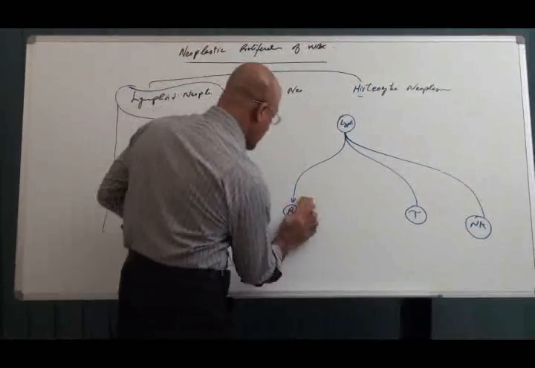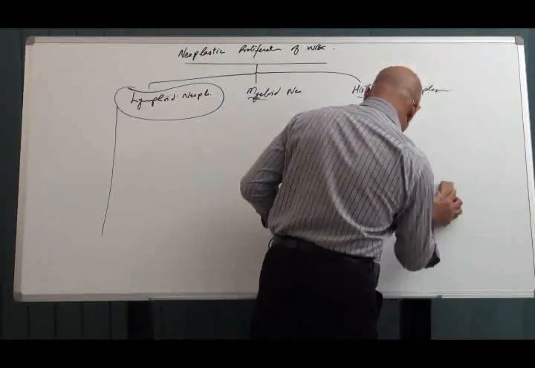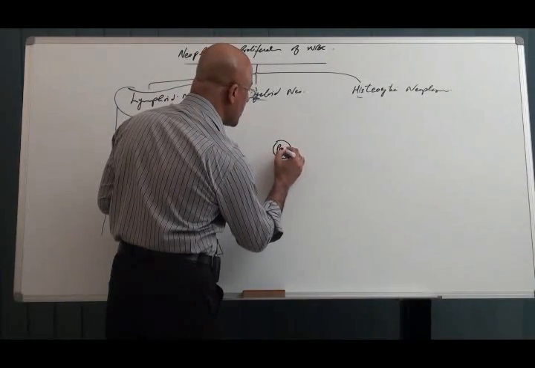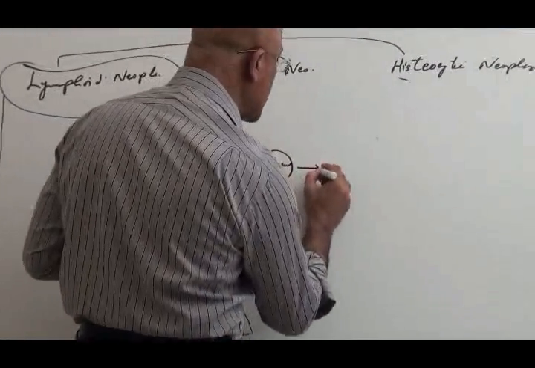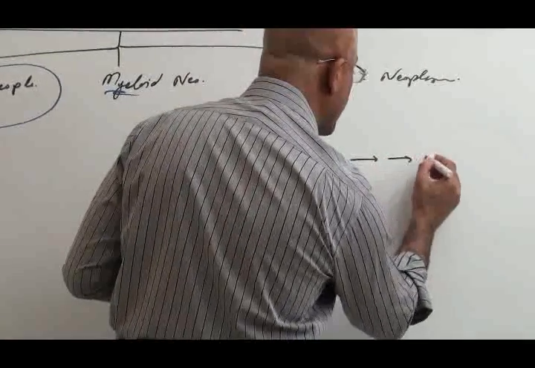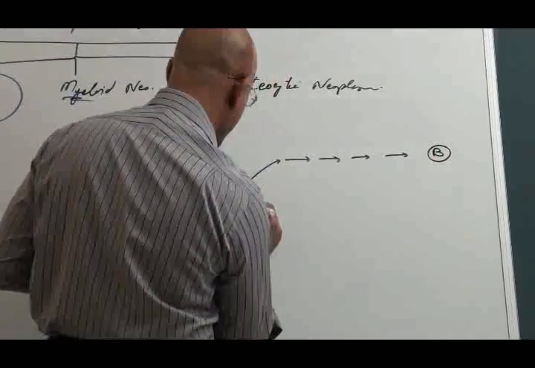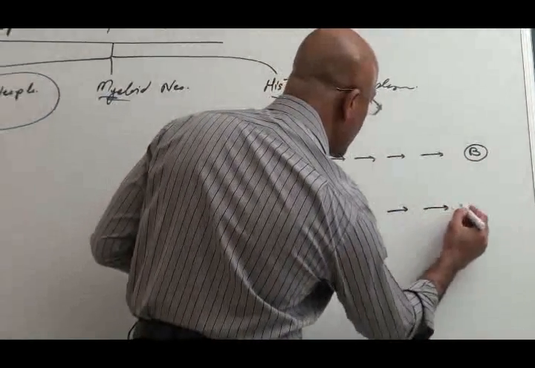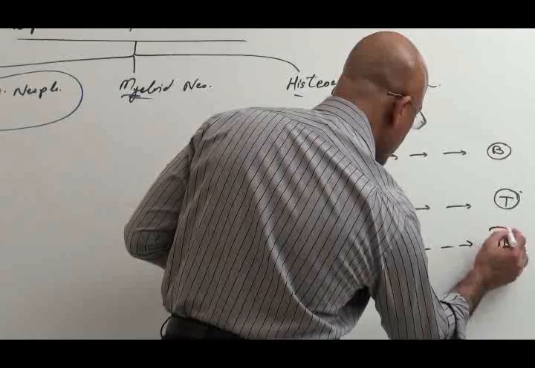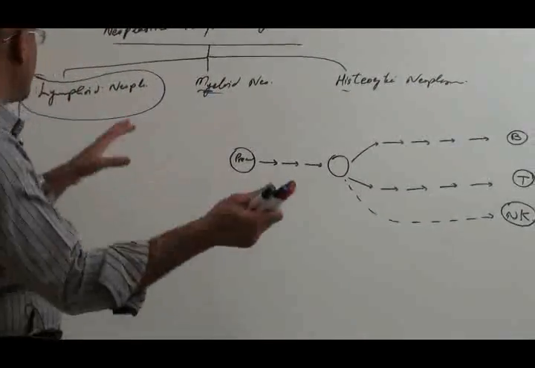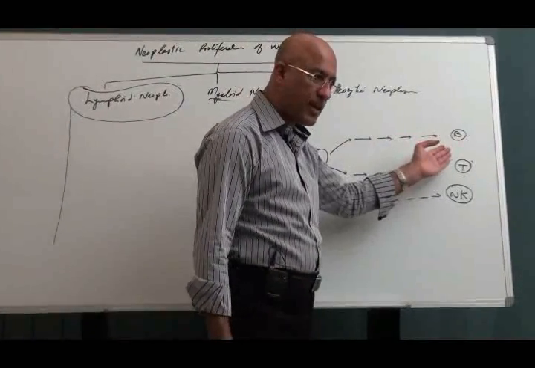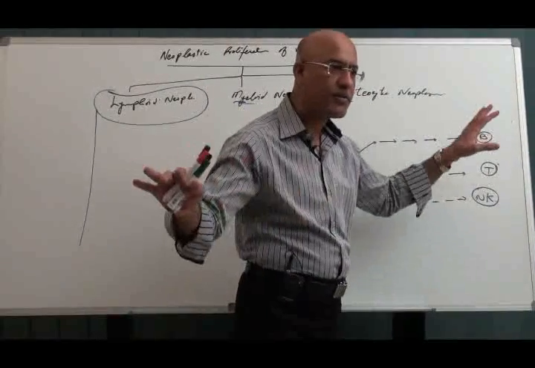Now here I would like to mention another concept. This is the precursor cell. It will undergo multiple steps of differentiation. Then it will eventually differentiate into mainly two lines, and it may become a mature B cell, or a mature T cell, or an NK cell. Now, the simple term: what are lymphoid neoplasias? Neoplasias from the B cell, T cell, or NK cell system. That's it.